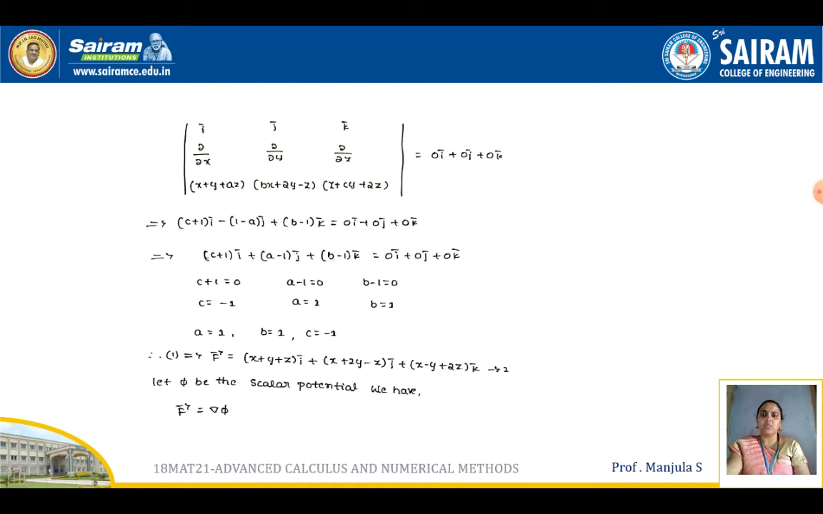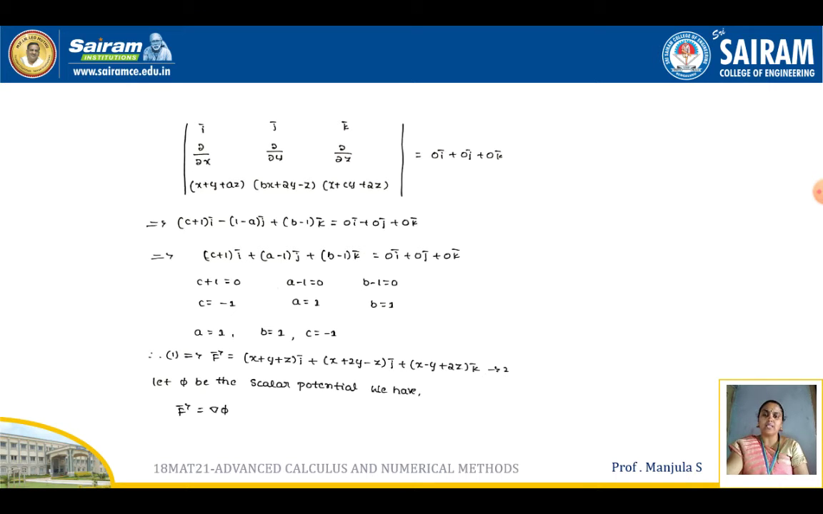Now this determinant you just expand. On expansion we can write this as (c plus 1) i cap minus (1 minus a) j cap plus (b minus 1) k cap, which is equal to 0i plus 0j plus 0k cap. So now each and every term you equate to 0 on both the LHS and RHS sides, so that we get the value of a is 1, b is 1 and c is minus 1.